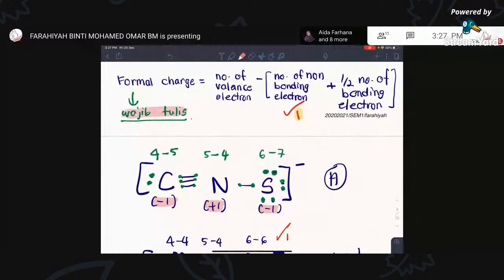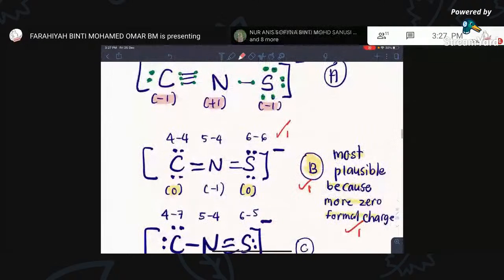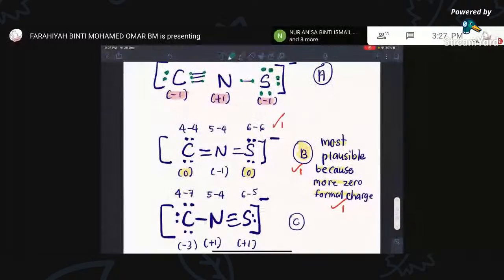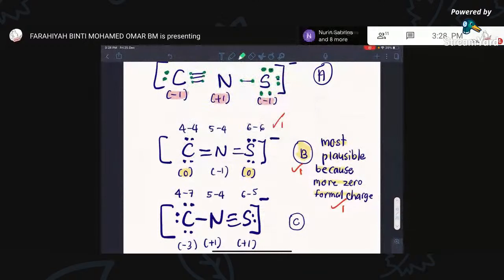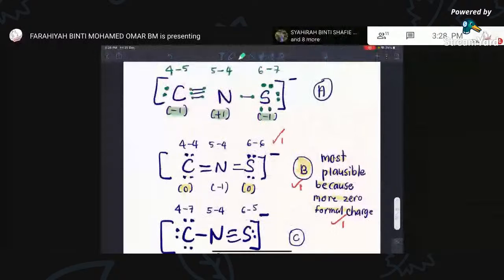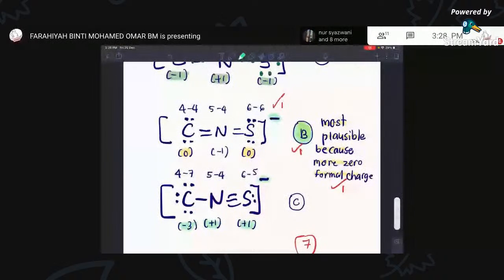So when you have calculated, okay, I minimize a bit. Now you will see here negative 1, positive 1, negative 1, you still get negative 1, right? This one also, 0 plus negative 1 plus 0, negative 1. And the same with this one, negative 3 plus 1 plus 1 will be negative 1. But B will be the most plausible Lewis structure because it has more 0 formal charges. It has two 0s here. So it becomes more plausible.